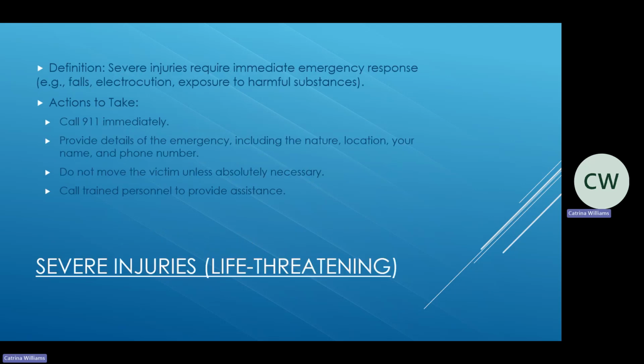Next, we will discuss severe injuries that are life-threatening. Severe injuries require immediate emergency response. Examples can be an employee fall, electrocution, or exposure to a harmful substance. Actions to take: we must immediately call 911. Next, we will provide details of the emergency, including the nature, the location, your name, and phone number. We must not move the victim unless absolutely necessary, and we must call trained personnel to provide further assistance.